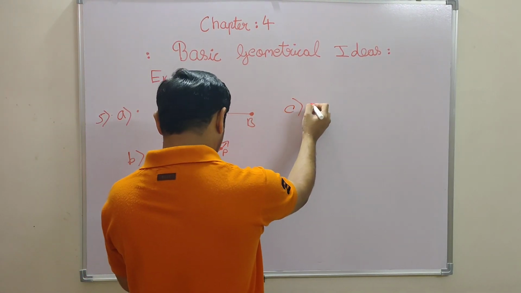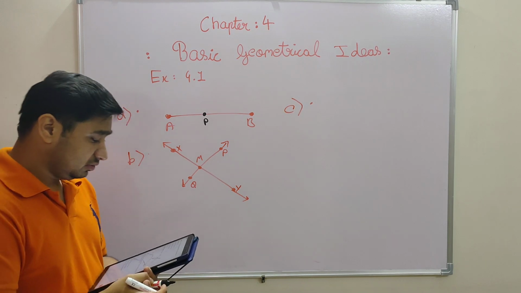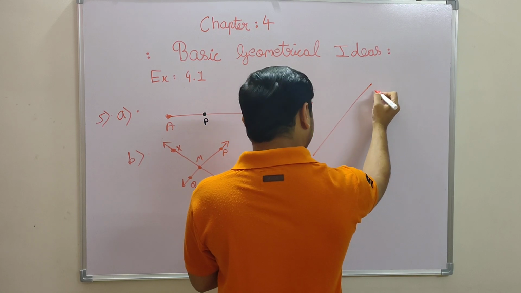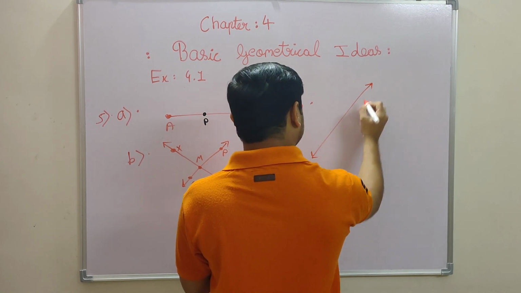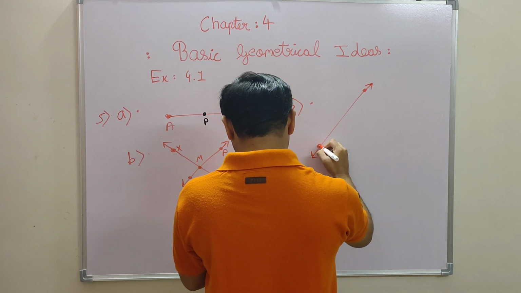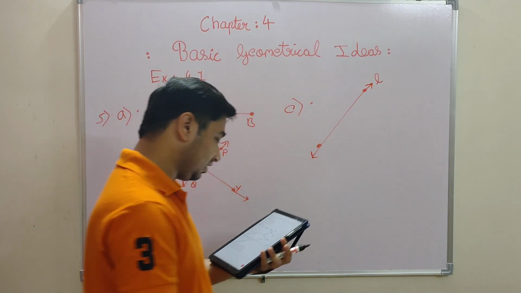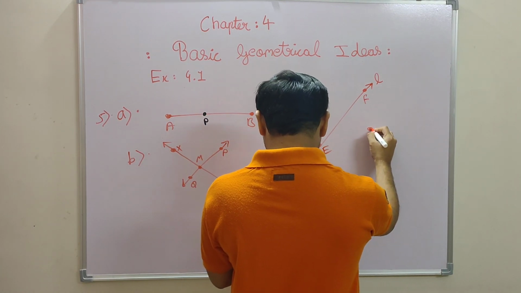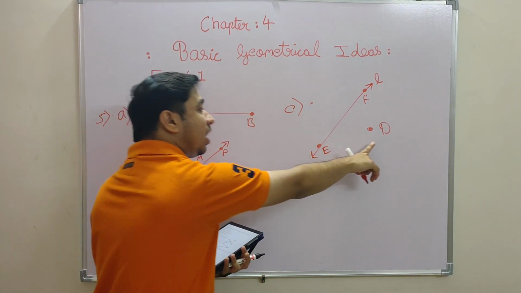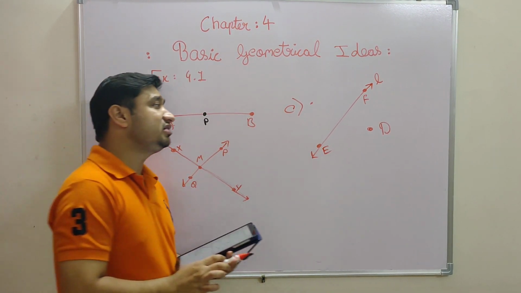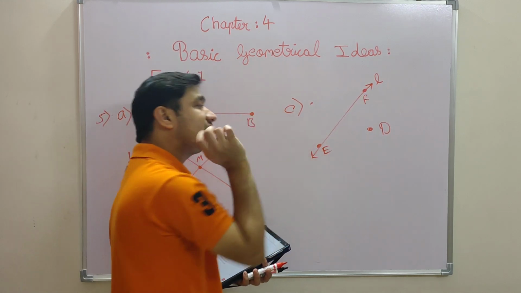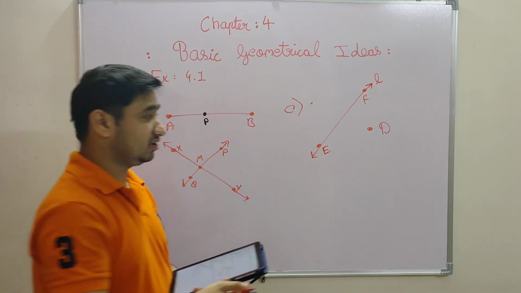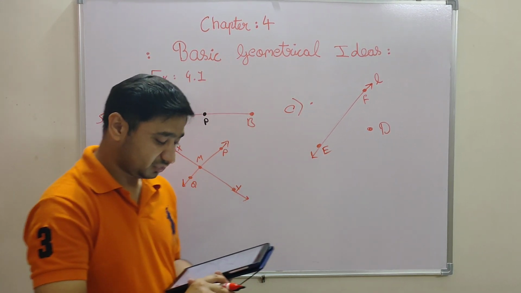C part: line L containing E and F but not D. This is the line L containing E and F, but not D, so D is outside that line. Containing means the points that are on that line. Whichever point lies on that line, we consider only that. This is not on that line.